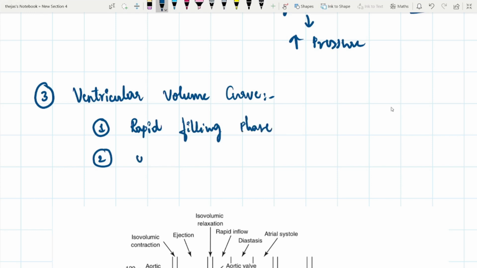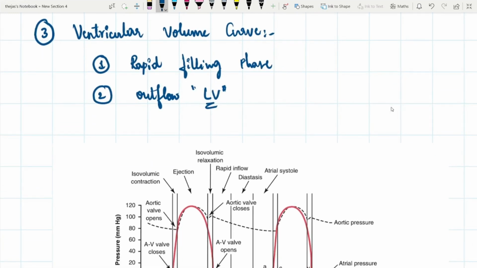And the other is outflow. Outflow with respect to what? The reference point is left ventricle. Outflow from left ventricle. So how blood goes out of left ventricle.